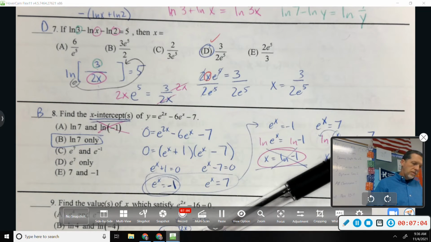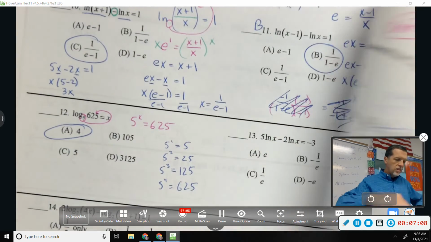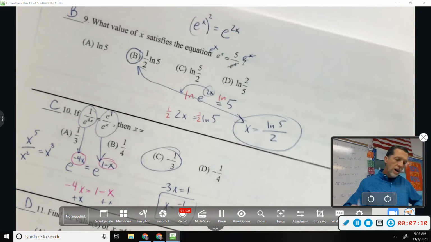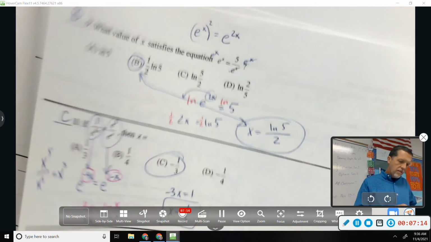Worksheet 5, number 5? Yes. 5 and 6. Let's rewind and look at worksheet 5, 5 and 6.